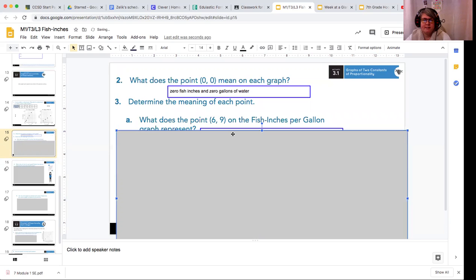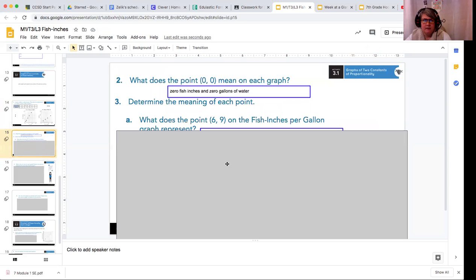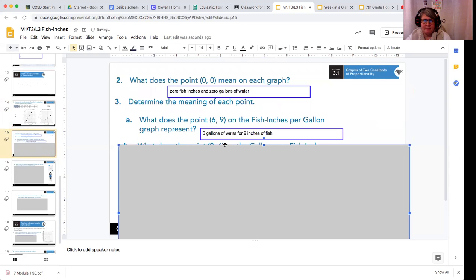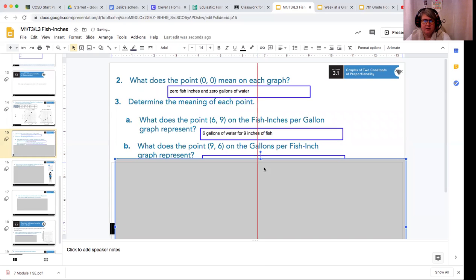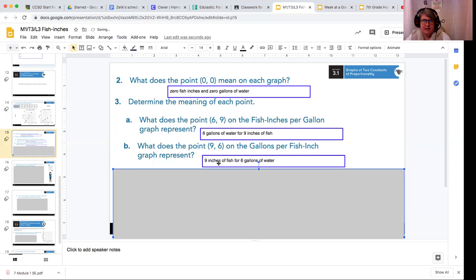So what does that (6, 9) mean on the fish inches per gallon graph? So that's fish inches per gallon, this one. And that means that it's 6 gallons of water for 9 inches of fish. What does it mean on the other graph, gallons per fish inch? That means that it's 9 inches of fish for 6 gallons of water. It's saying the same thing, it's just the way it's oriented, how we switch the X and Y axes labels.